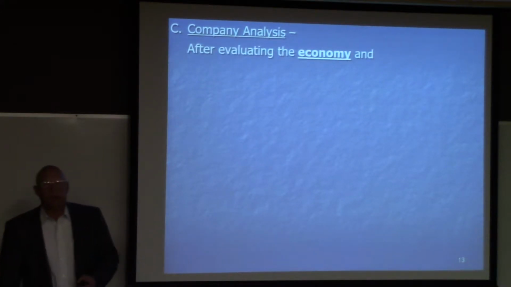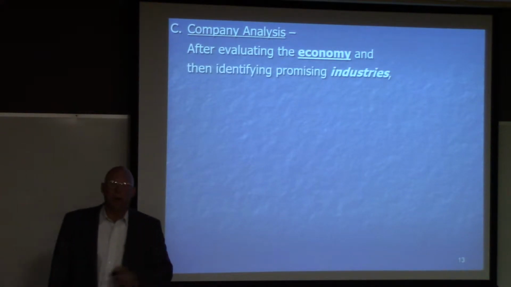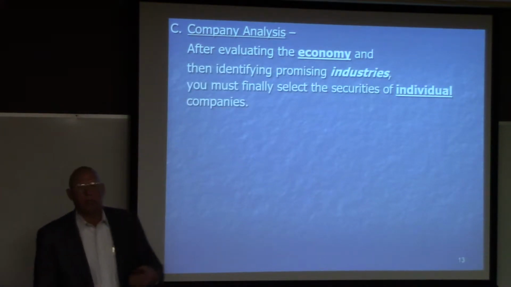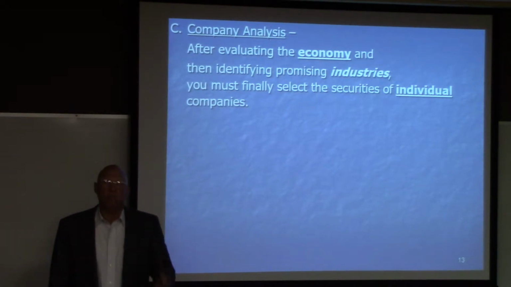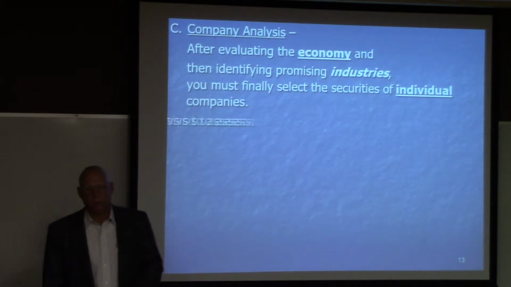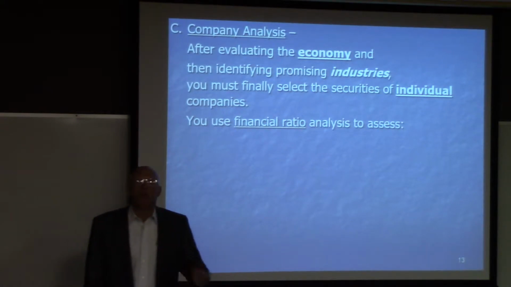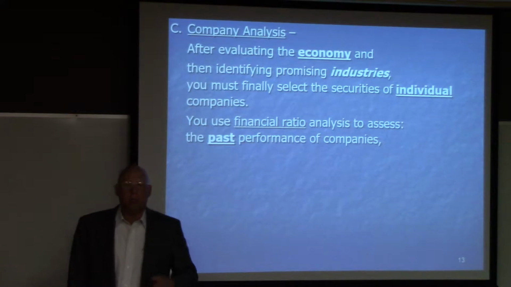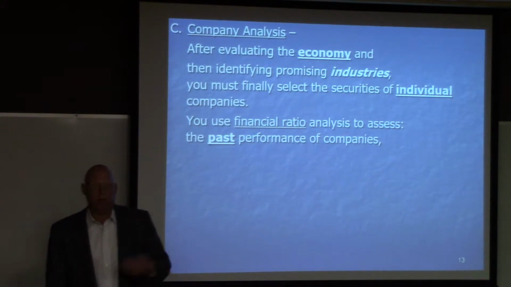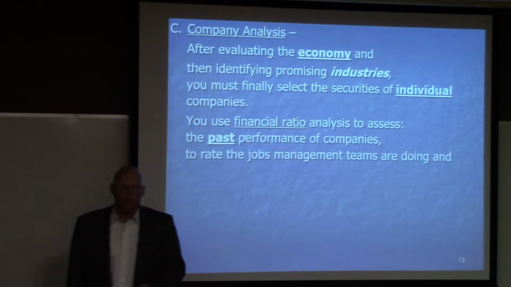After you evaluate the economy and then identify promising industries, you finally select the securities of individual companies, or individual issuers, which is companies. And you're going to use financial ratio analysis to assess the past performance of companies. How have they done?